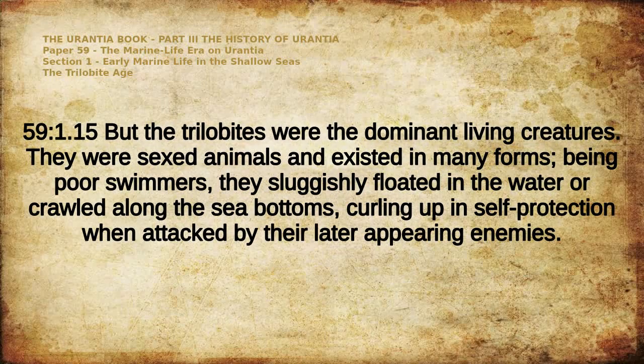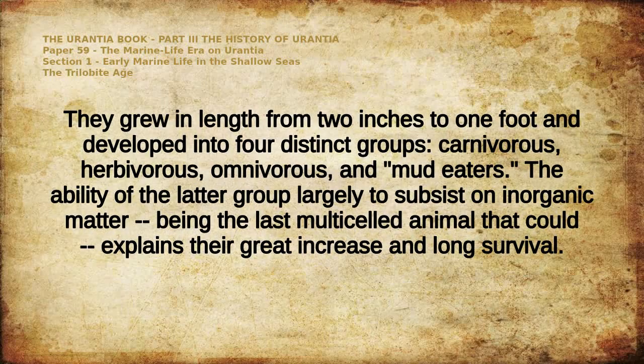But the trilobites were the dominant living creatures. They were sexed animals and existed in many forms. Being poor swimmers, they sluggishly floated in the water or crawled along the sea bottoms, curling up in self-protection when attacked by their later appearing enemies. They grew in length from 2 inches to 1 foot, and developed into 4 distinct groups: carnivorous, herbivorous, omnivorous, and mud-eaters. The ability of the latter group, largely to subsist on inorganic matter, being the last multicelled animal that could, explains their great increase and long survival.